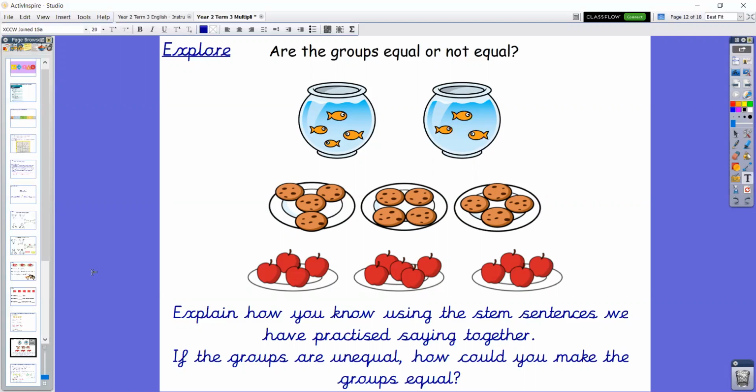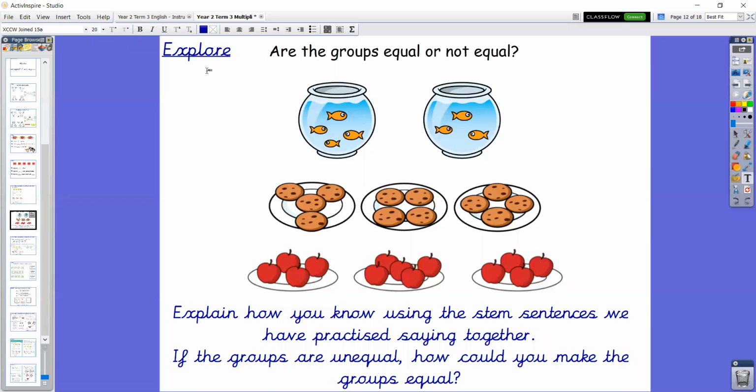I wonder if you could pause the video and with the adult at home that is helping you, describe what you can see in the picture of the cookies and the picture of the apples, describing whether the groups are equal or not equal using the STEM sentences we've been saying together. If the groups are unequal, how could you make the groups equal? It'd be great to discuss this too.